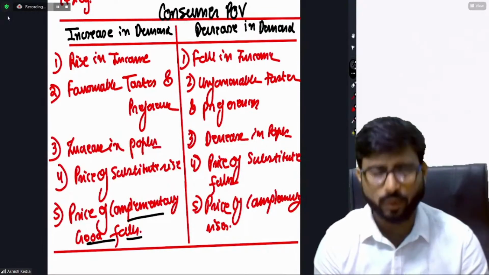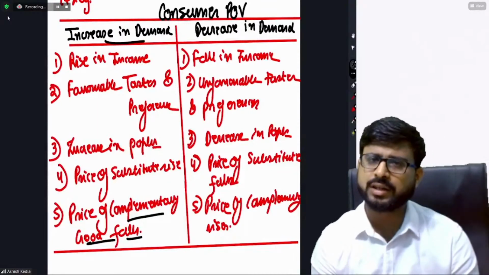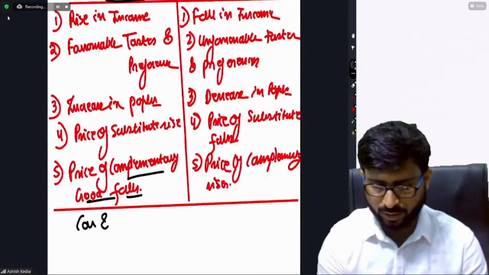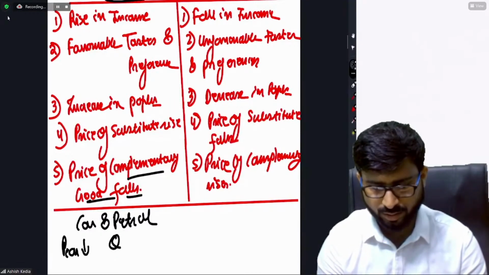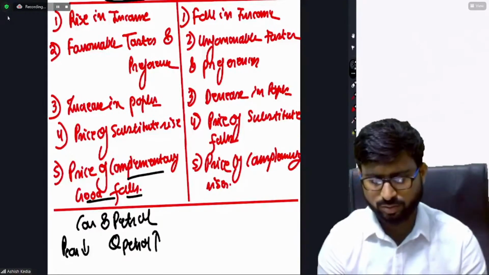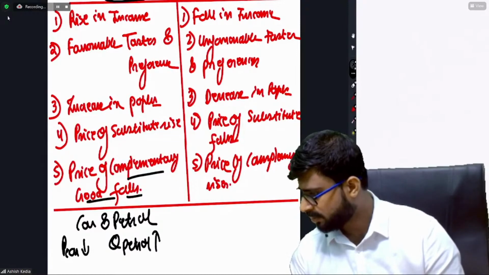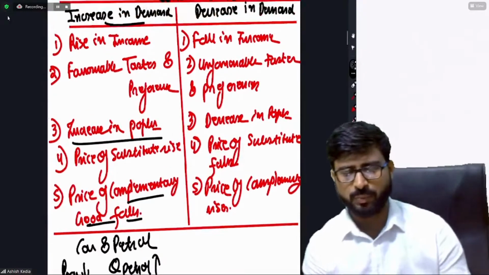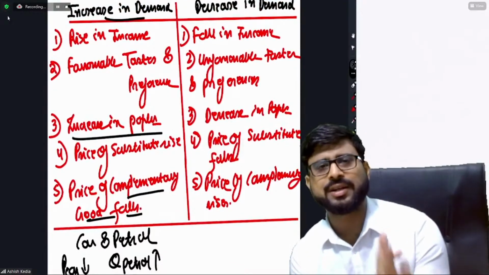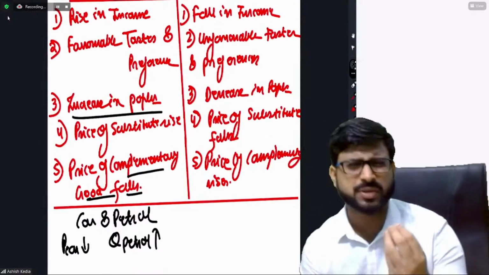If price of complementary good falls, then the demand will rise and therefore increase in demand. Correct point. Suppose car and petrol. Arey Baba, if price of car falls, will not the demand for petrol rise? Yes or no? Yes. So sir, it's correct. Increase in population. Obviously, if the population increases, demand will increase. If population decreases, demand will decrease. Yes or no? Come on. All this we have studied in demand chapter.